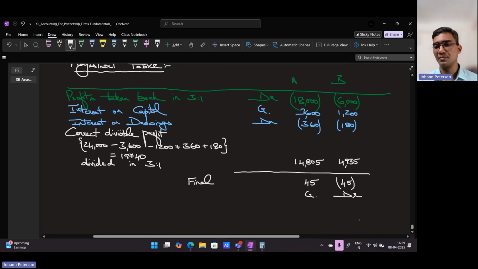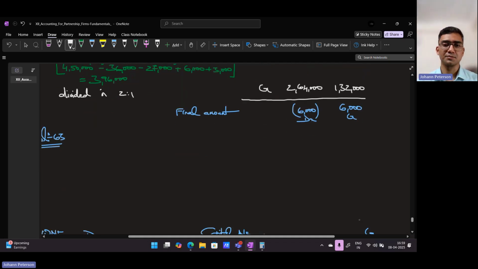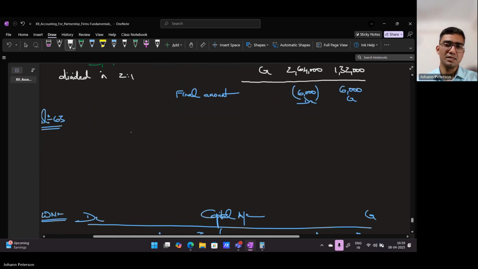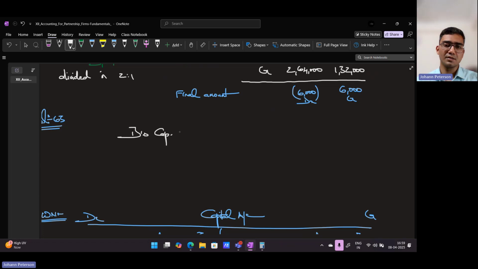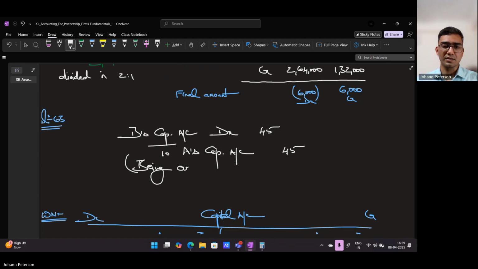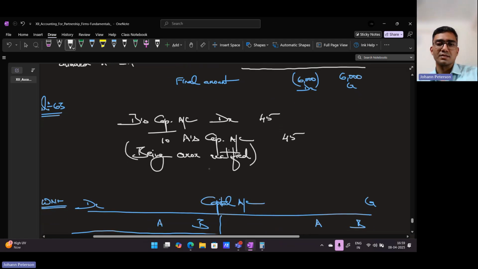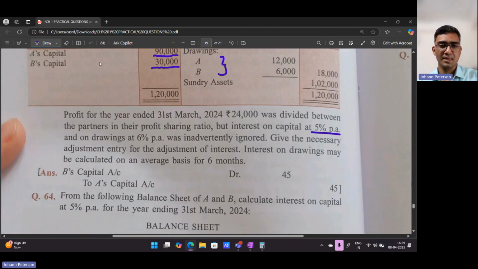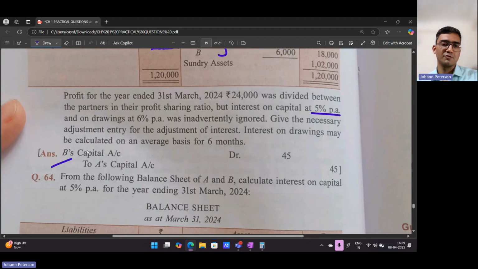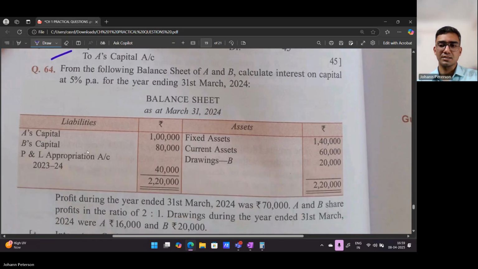So our final entry will be B's capital account debit 45 to A's capital account 45. Narration is being error rectified or being adjustment entry passed. So let's see if this is our answer. B's to A's amount is 45. Let's look at another one.